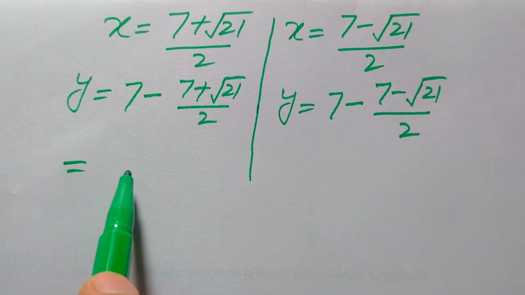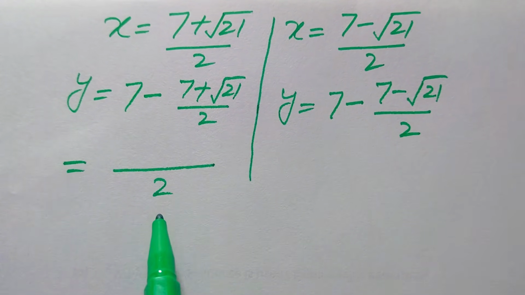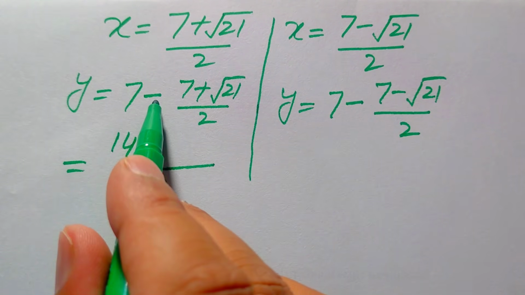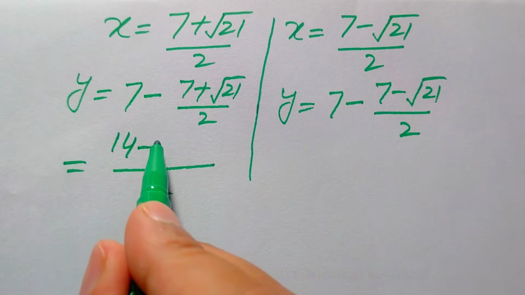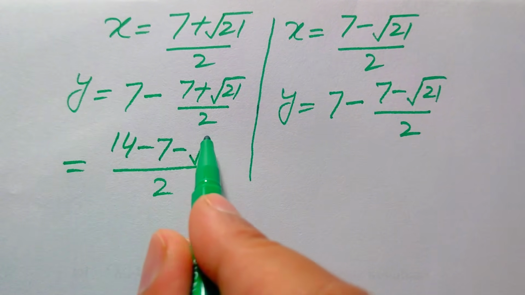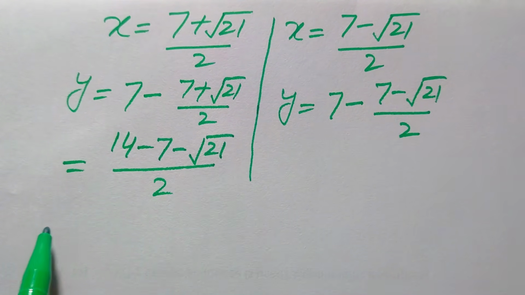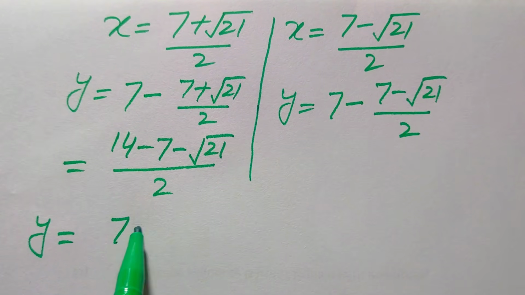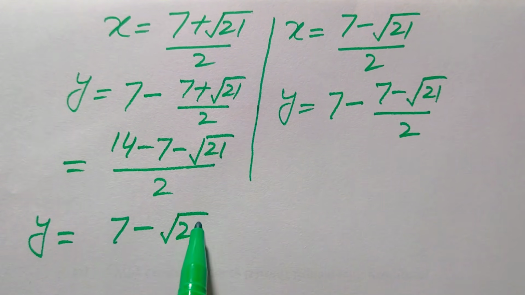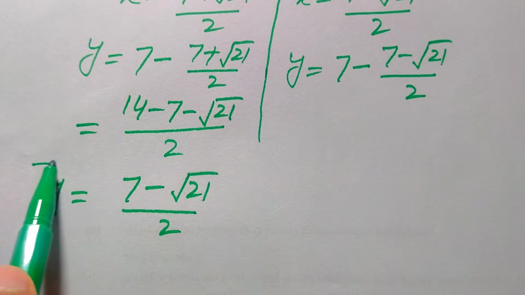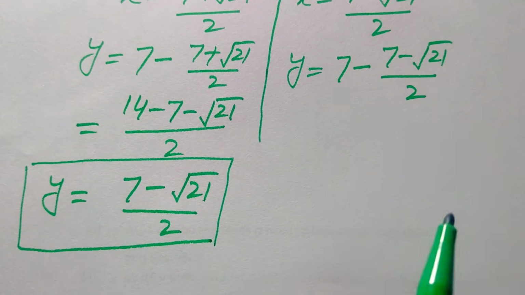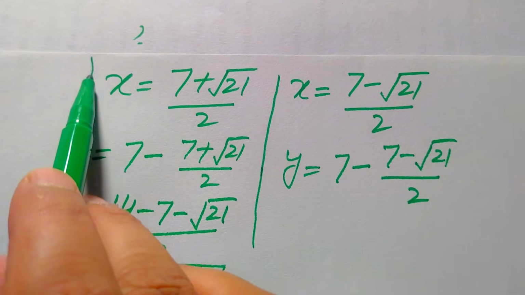So here we need to take the LCM of this term, and its LCM becomes 2. So this 2 times 7 becomes 14, and this minus sign multiplies both of these two values, and we get minus 7 minus square root of 21. Here we get the value of y: 14 minus 7 becomes 7 minus square root of 21, divided by 2. So this is the value of y corresponding to the value of x.